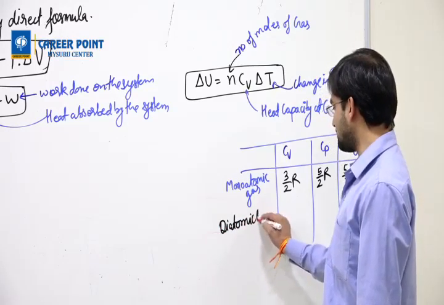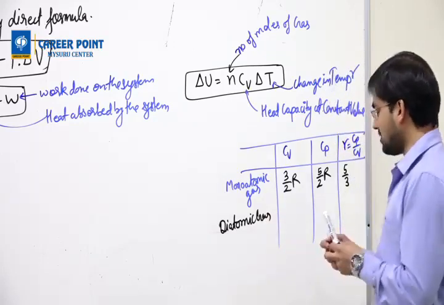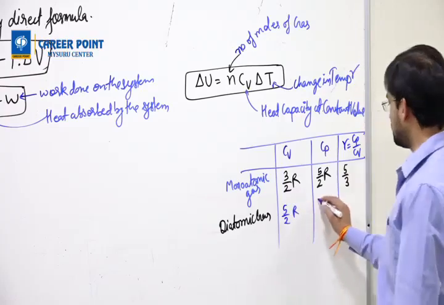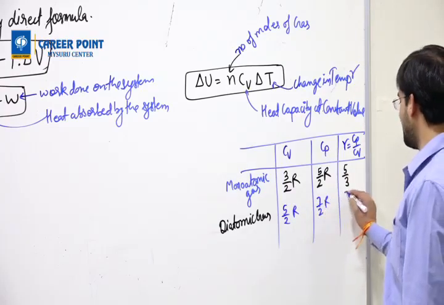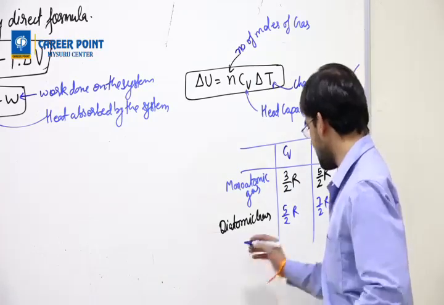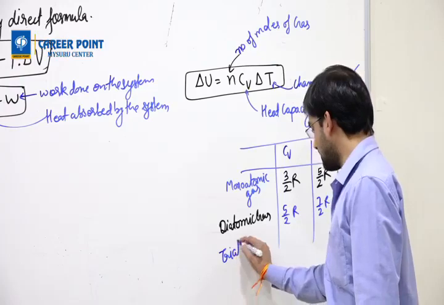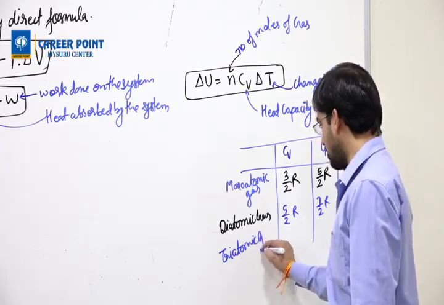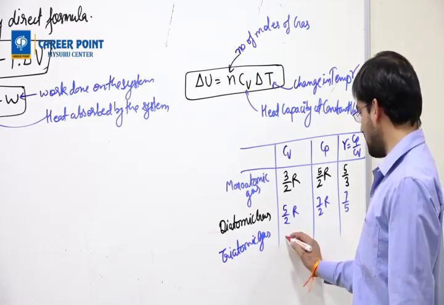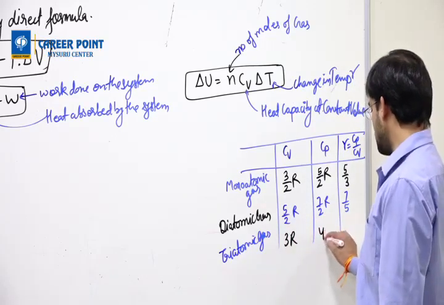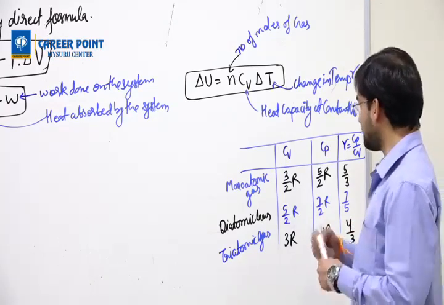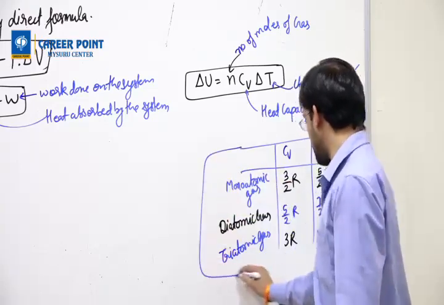Then we have diatomic gas. In the case of diatomic gas, CV is 5 by 2R, CP is 7 by 2R, and gamma is 7 by 5. Then triatomic gas. In the case of triatomic gas, CV is 3R, CP is 4R, and gamma is 4 by 3. Easy? That's how the table is covered.